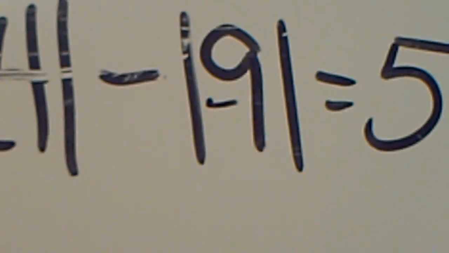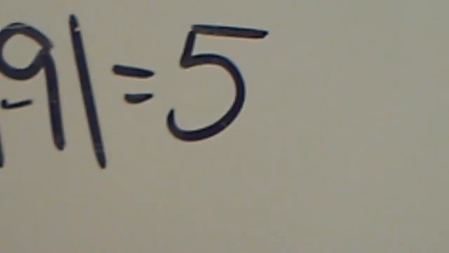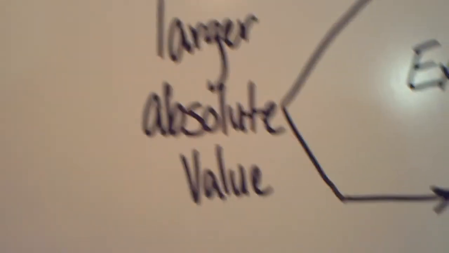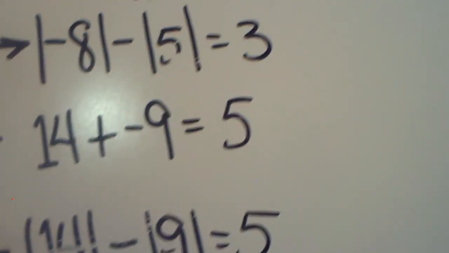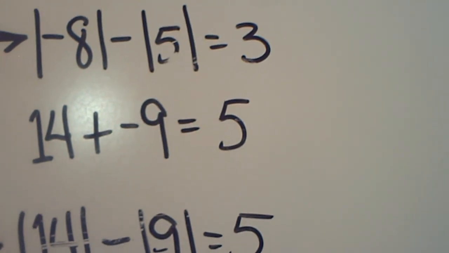Now, I don't know if you've noticed this, but I forgot the negative sign right there. So actually, we should be finding the absolute value of -9. So the absolute value of 14 minus the absolute value of -9 is positive 5. And again, the number with the larger absolute value, which is positive 14, tells us we keep the sign positive in the answer.